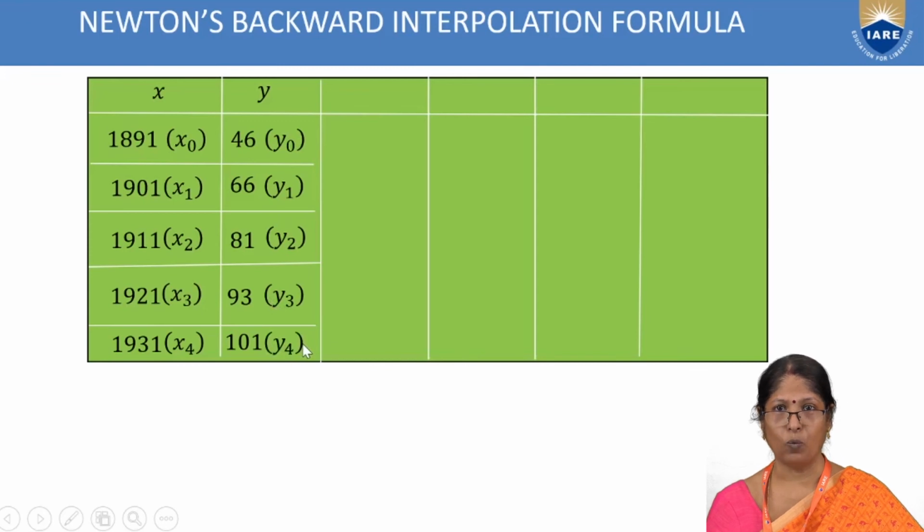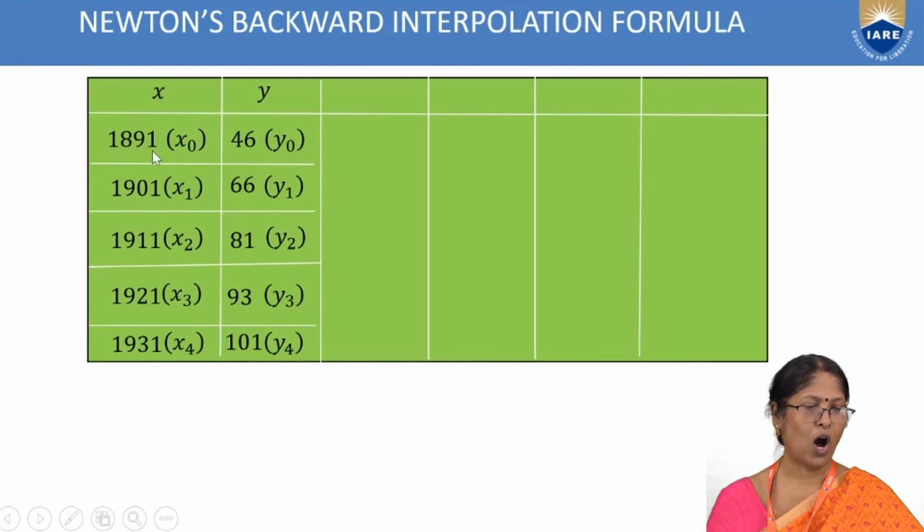101 is named y4. So 5 points are there, from x0 to x4, and the names are given. Now how do we read this mathematically?